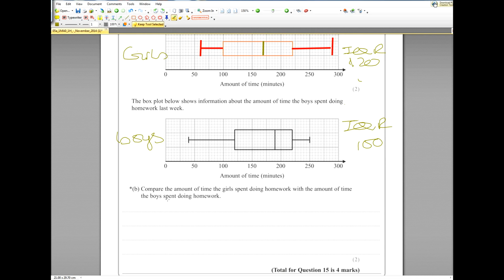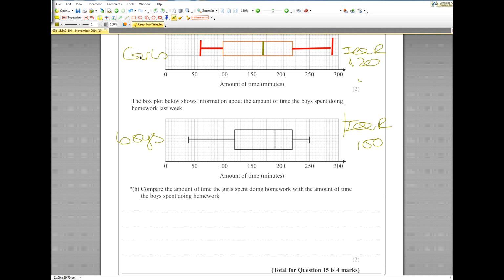Apologies. Okay. Compare the amount of time the girls spend doing homework. So what can we say? In the interquartile range, the boys are. Right. At the back row, folks, I seem to be talking to myself. You girls have your heads down talking to each other. Right. I'm asking a question. What can you tell me about the interquartile range of the boys and the girls, and give me a reason what it means?